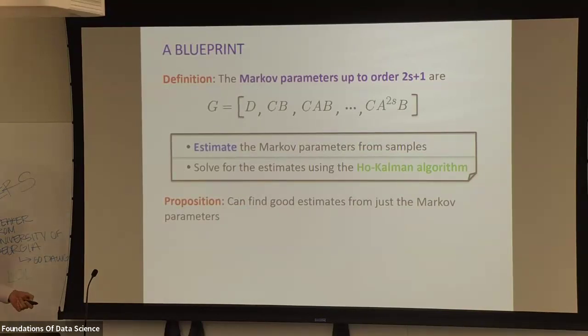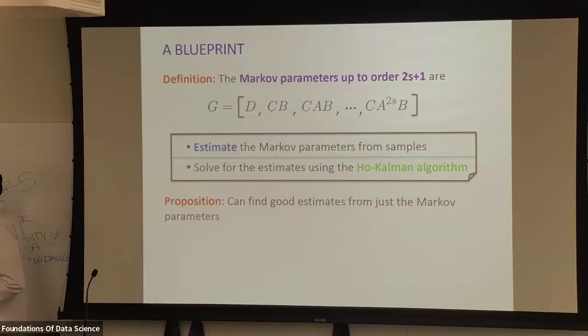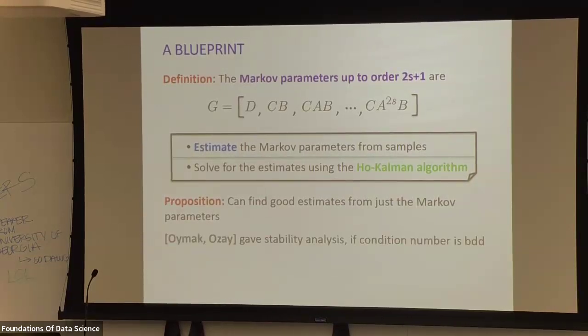And so then, in reality, whatever I do for step 1, no one's going to perfectly give me the Markov parameters because that'll be subject to sampling error. So really, there's a slightly stronger statement I need, which is that the Ho-Kalman algorithm works even if I'm given noisy estimates of the Markov parameters. This was only done recently, a couple of years ago, in a paper of Oymak and Oz.